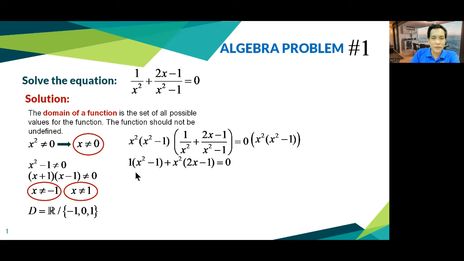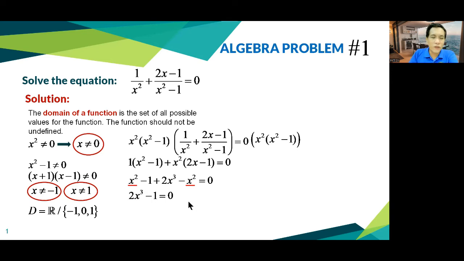Then after that, distribute 1 times x squared. 1 times x squared is x squared. 1 times negative 1, that's negative 1, plus x squared times 2x, that's 2x cubed, minus x squared times negative 1, that's x squared, is equal to 0. Then we'll combine like terms. But we have x squared minus x squared, that's 0. So the remaining is 2x cubed minus 1, that's equal to 0.